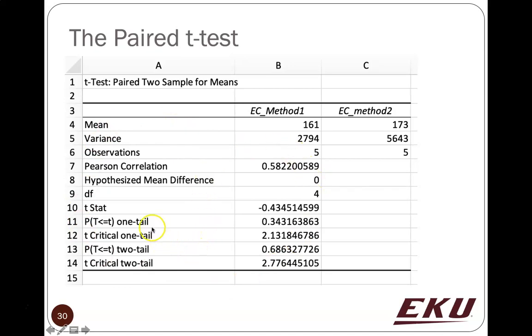And you can see down here we've got one tail, critical value, p-value. So here we got the correlation between the two of them, but we also got the two-tail p-value. And the two-tail p-value is 0.68. So when you see 0.68, that is greater than 0.05. So high p-values mean no significant difference.